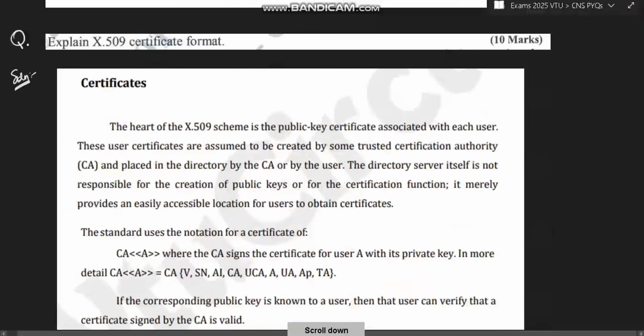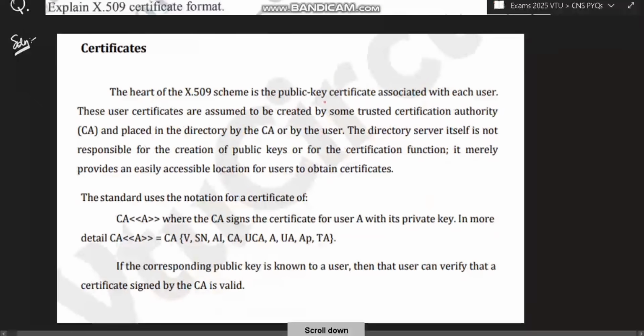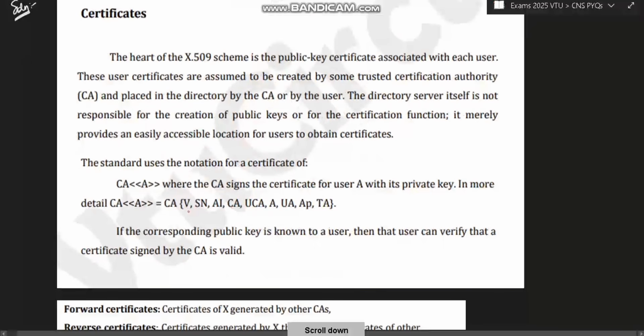Okay, next, explain the X.509 certificate format. Now, the X.509 certificate format we have discussed in the types of certificate question. This is a universally accepted certificate for public key and private key exchanges. There will be a specific format which will have the following parameters: V, S, N, A, L, C, A, U, C, A. All of these parameters combined, the whole information will be there. A certificate will be there for one unique user.